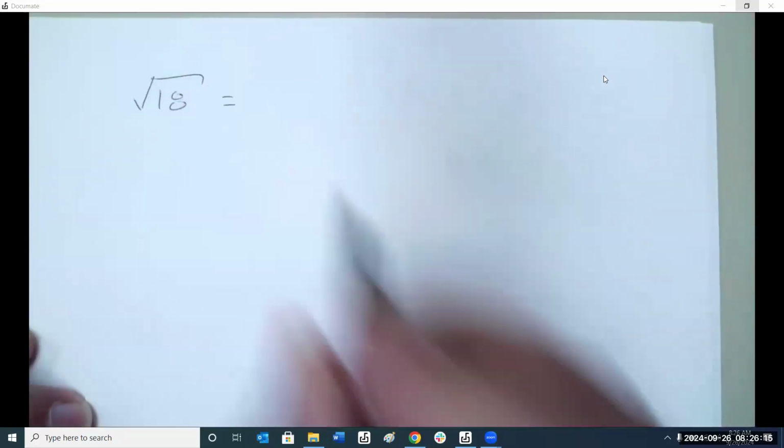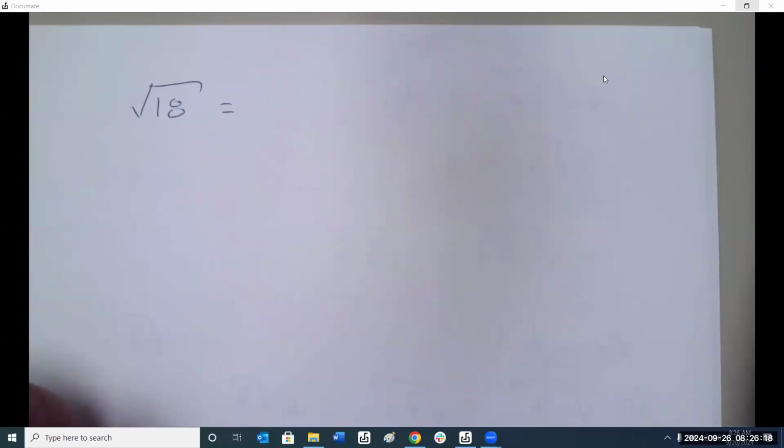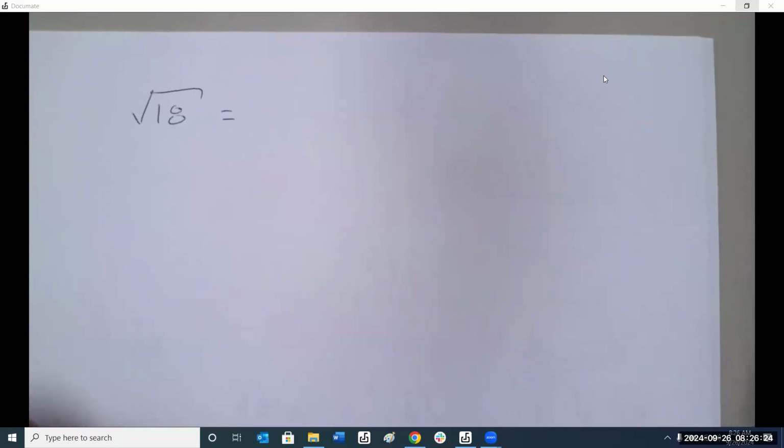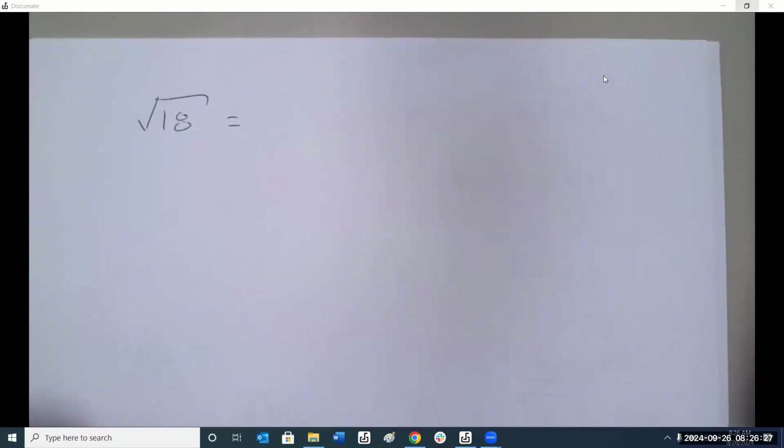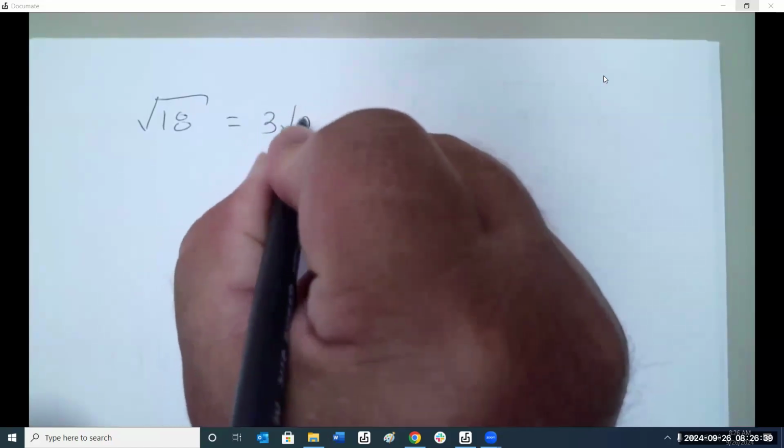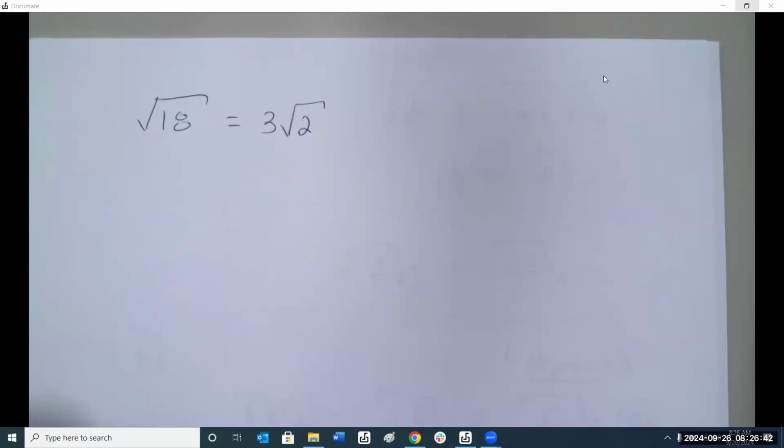How about the square root of 18? Simplify that one. Don't just copy it down. Keep on working it out yourself. Because it could be wrong. It could be 2 square root of 3.